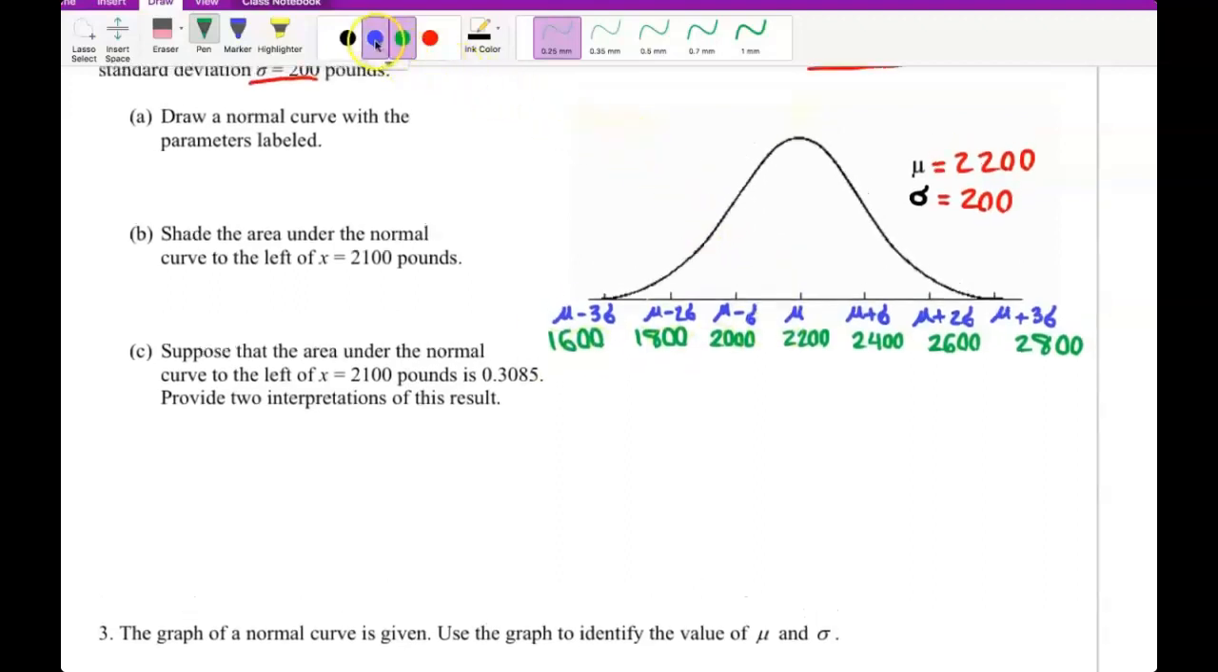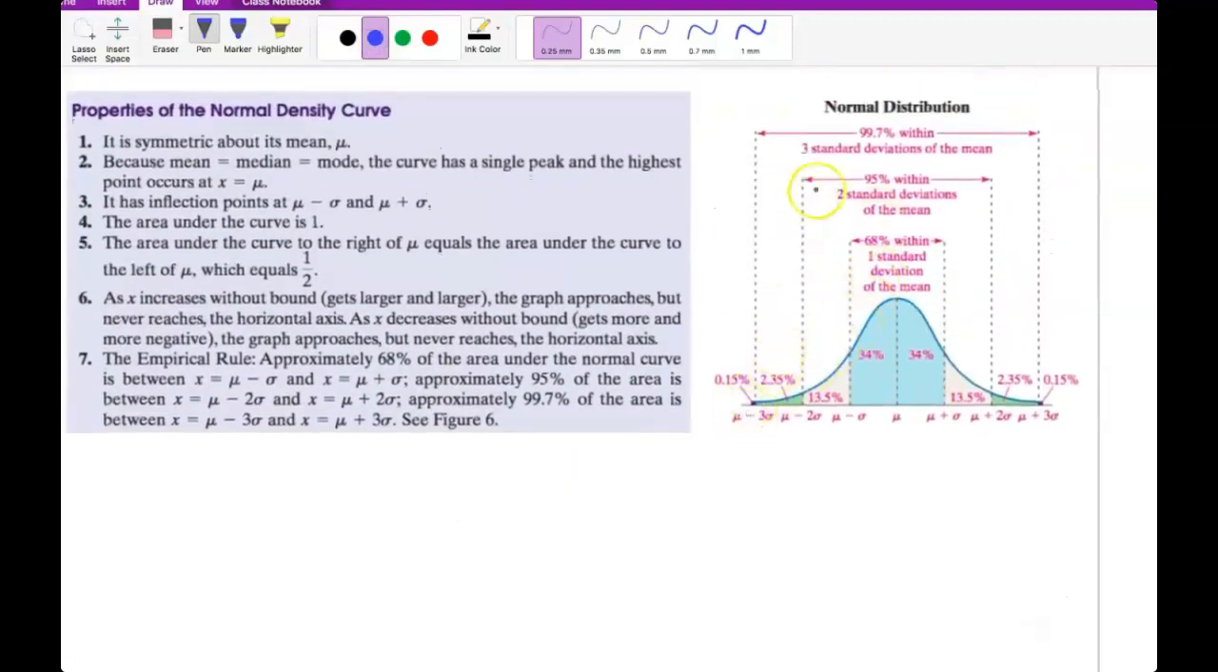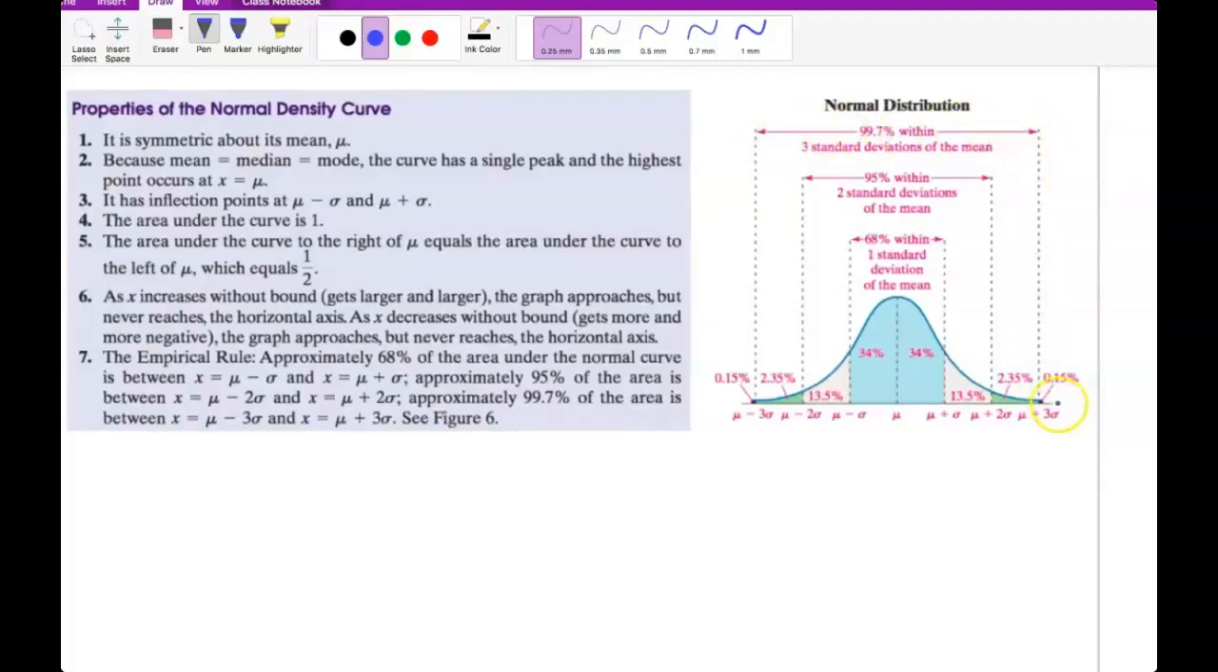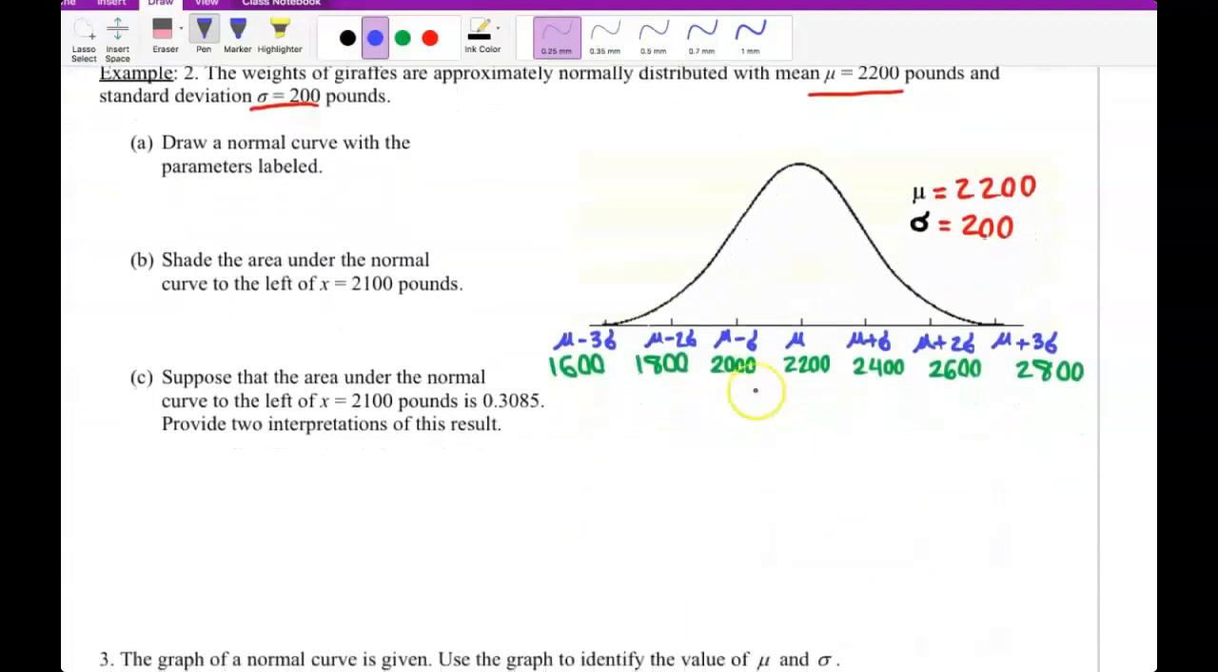And one thing to mention is that, as I said, based on this empirical rule, adding all these numbers, 99.7% plus 0.15%, and here also 0.15%, we have 100%. So the area starting from that point till this point is equal to 1, or 100%.